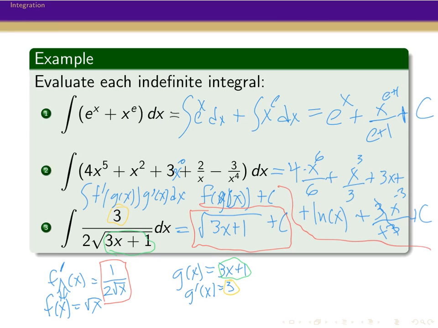Different than that answer. Okay. And if you don't believe me that this works, take the derivative of the square root of 3x plus 1. And if you get back 3 over 2 times the square root of 3x plus 1, then it worked perfectly fine.